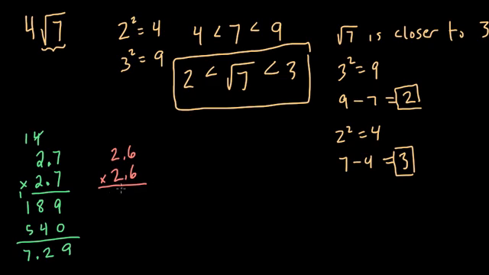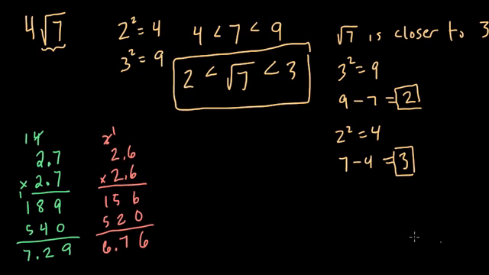2.6 next, squared. So 6 times 6 is 36. 6 times 2 is 12, plus 3 is 15. Placeholder. 2 times 6 is 12. 2 times 2 is 4, plus 1 is 5. What do we get now? We get 6, 7, 6. So this is lower. So now we know the square root of 7 is between 2.7 and 2.6, but which one is it closer to?